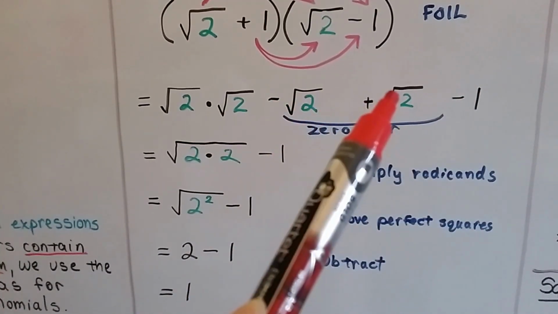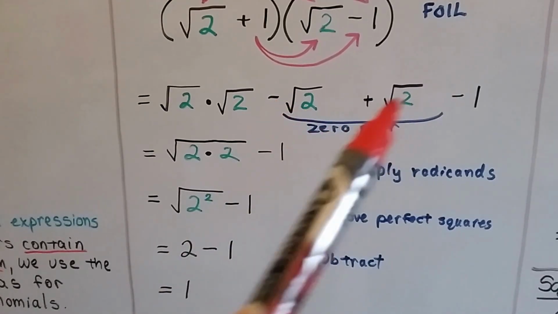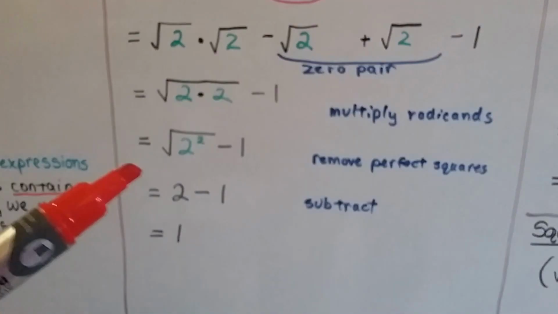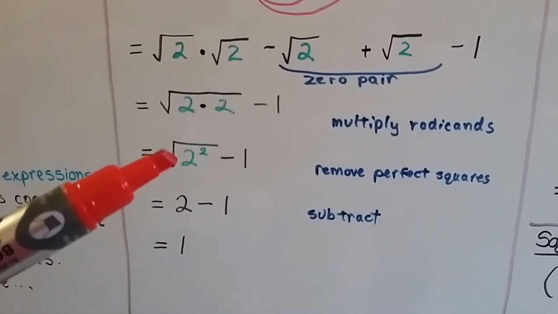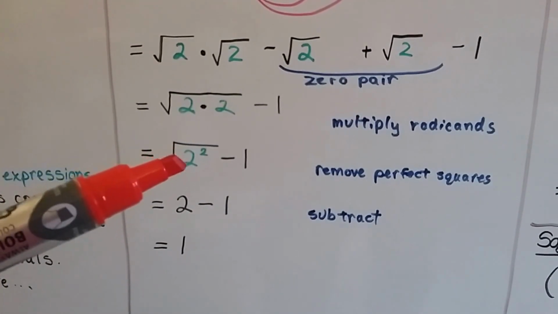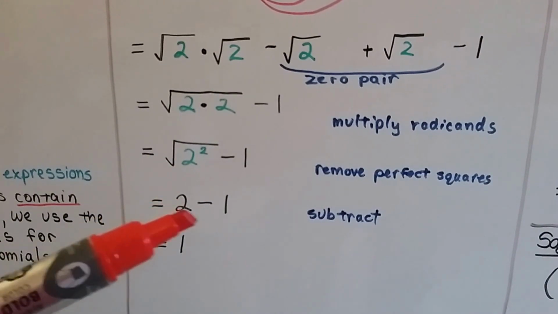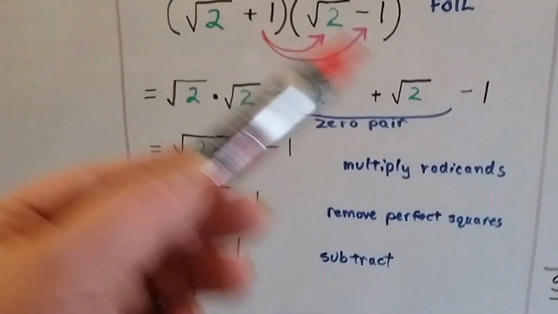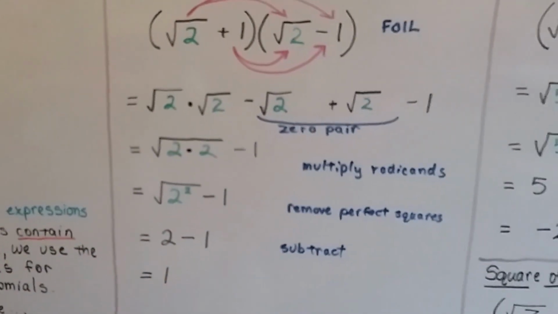This negative square root of 2 and positive square root of 2 cancel out as additive inverses as a 0 pair. So the only thing we've got left is this square root of 2 squared, which is a 2, minus that 1. 2 minus 1 is a 1. We did all of that just to get a 1. See that?